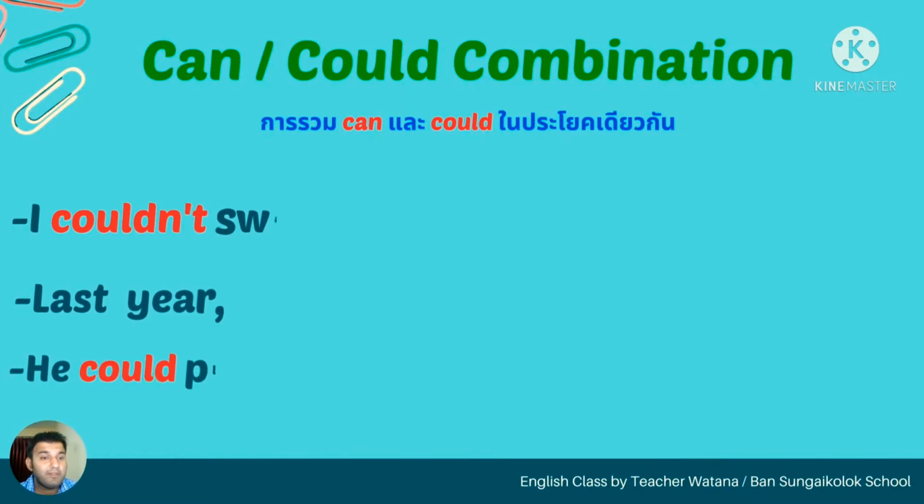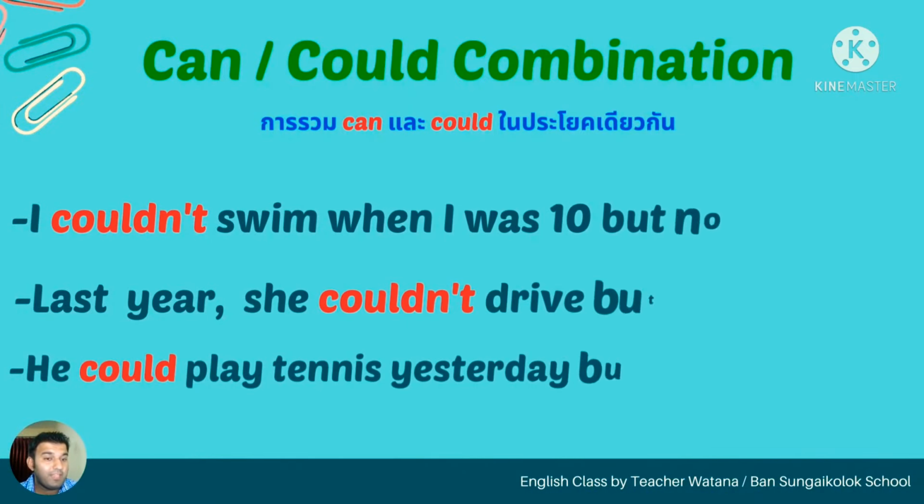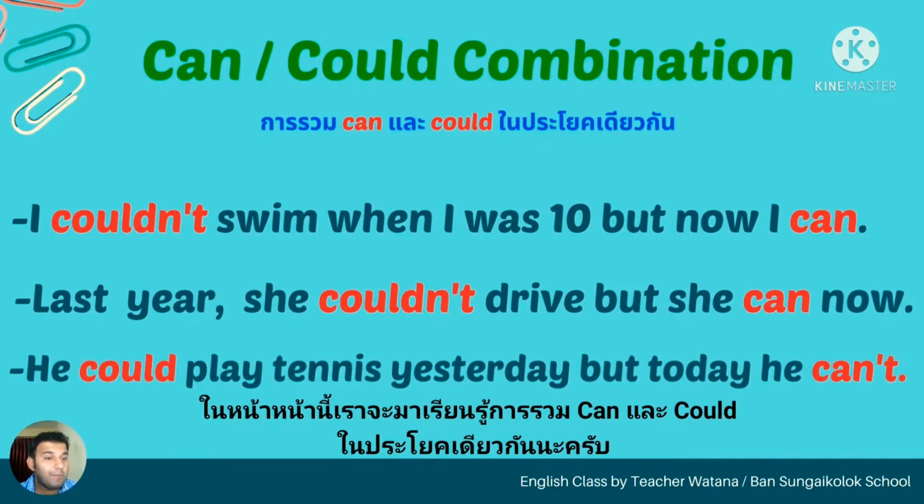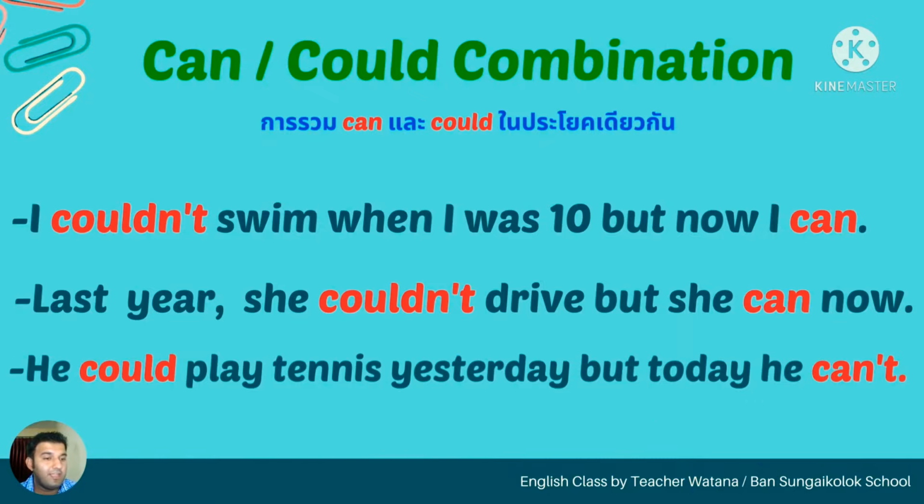Now, let's take a look at a very special thing. On this page, we are going to learn how to combine can and could in a single sentence, or we can say a compound sentence. I couldn't swim when I was 10, but now I can. You can see in one sentence the first part and the second part are contrasting, because the first part says I couldn't swim when I was 10, but now I can.